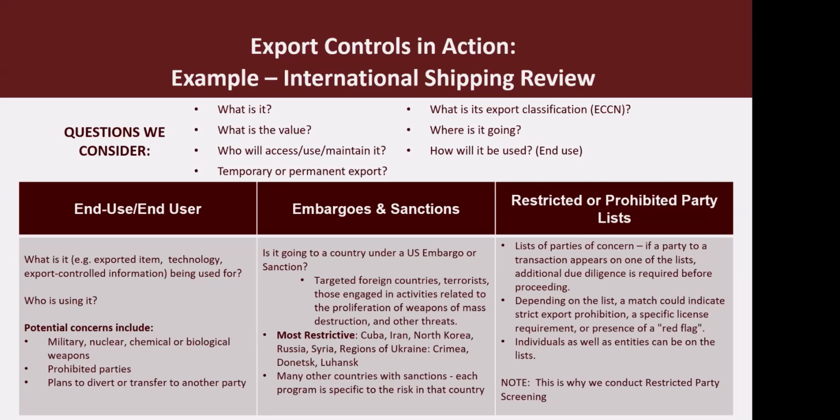All items have an export control classification number, or ECCN, and our office has to determine that. Typically, we work with the manufacturer of the product, but sometimes the manufacturer doesn't know, and we have to work with the traveler to identify what this item is classified as. We want to know where it's going, and we want to know how it will be used. And we have to answer all of these questions in order to determine, do we need a license?